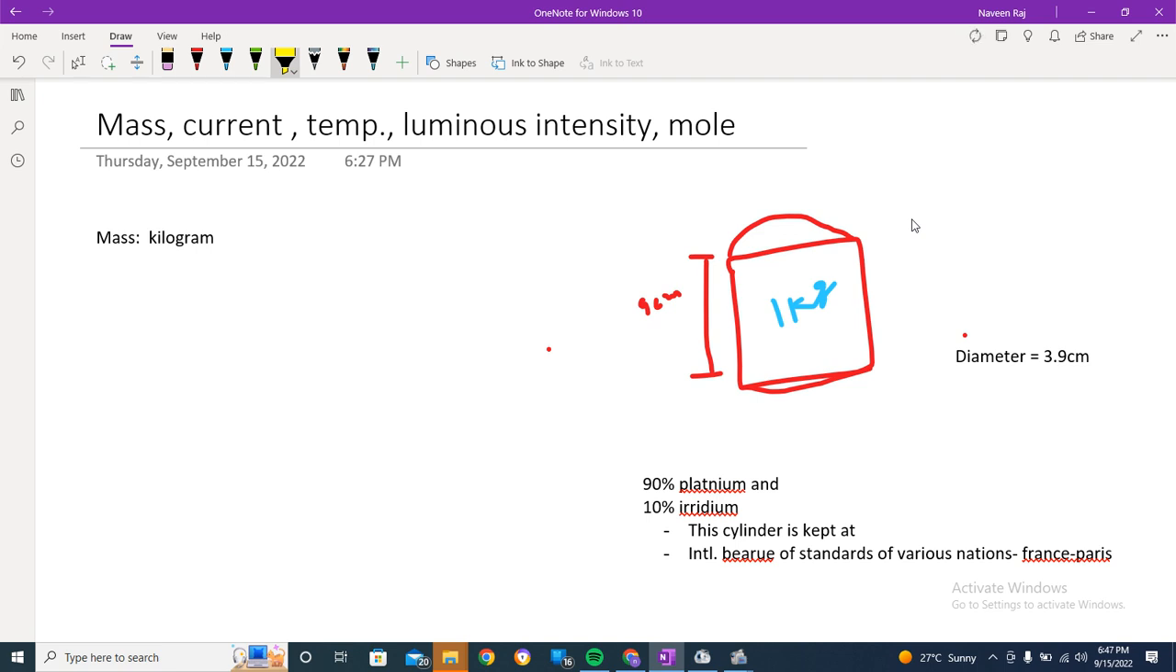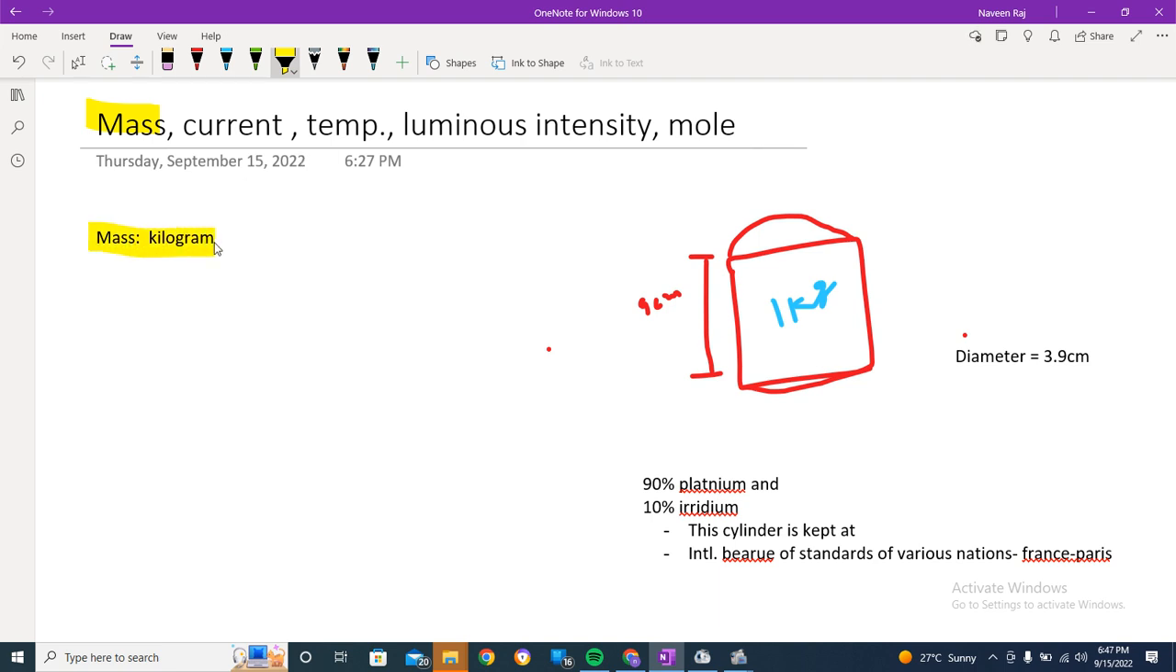In the previous video we looked at time, and what history tells us about time and how people measured it in the very basic, original days, and how it got more precise day by day. Looking forward, today we will look into the remaining units: mass, current, temperature, luminous intensity, and mole. First of all we have mass, so let's get into it.